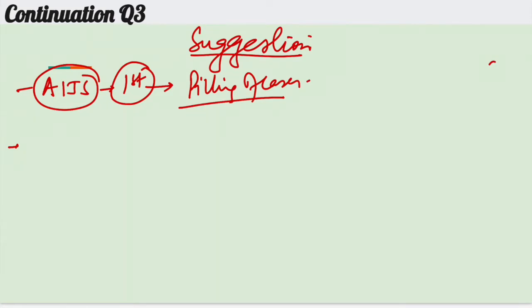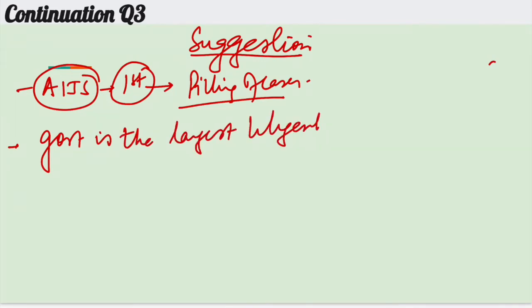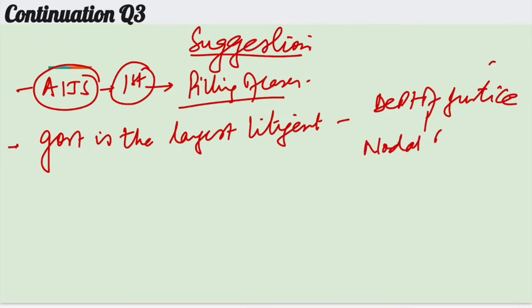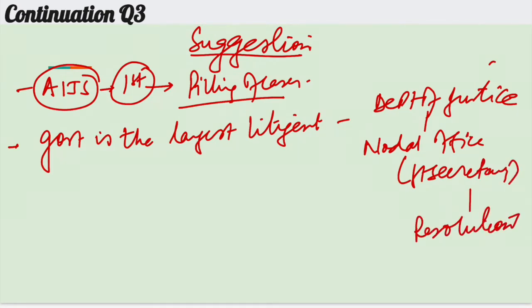Second, we all know that the government is the largest litigant. Therefore, the Department of Justice, Ministry of Law and Justice has recommended that there should be a nodal officer at the level of Joint Secretary, who will help in the resolution of disputes.